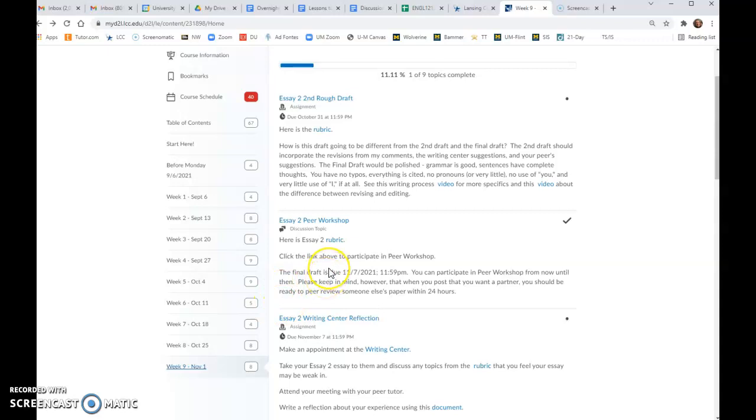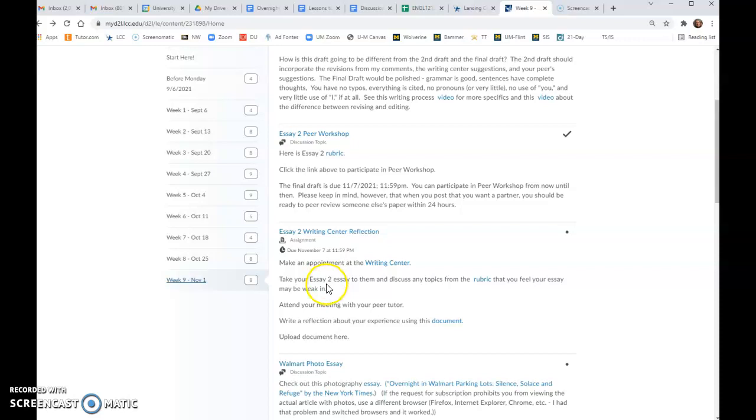Peer workshop continues this week. Make sure you hop on the discussion board and get a partner. Writing Center reflection is due. This is the document that you would download and write a reflection on after you visit the Writing Center.